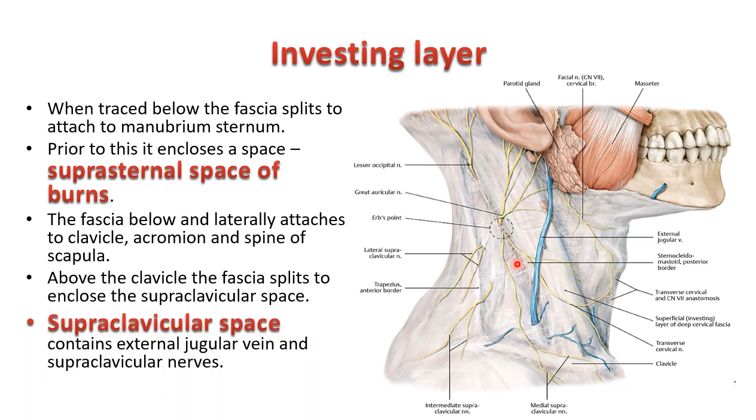While the vein goes from superficial to deep, the nerves which were deep, from the cervical plexus, pierce the fascia and become superficial to supply the skin over the pectoral region and the shoulder. So the contents are mainly the supraclavicular nerves, which are three in number: medial, intermediate, and lateral supraclavicular nerves, and then you have the external jugular vein.